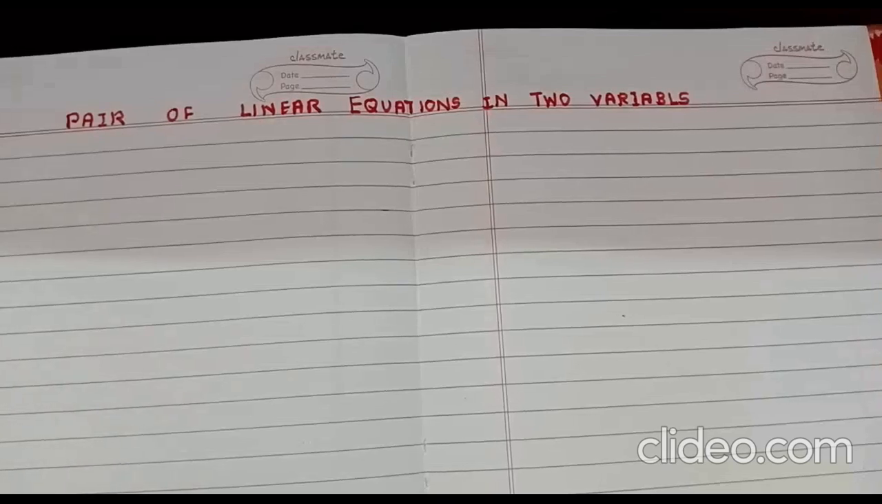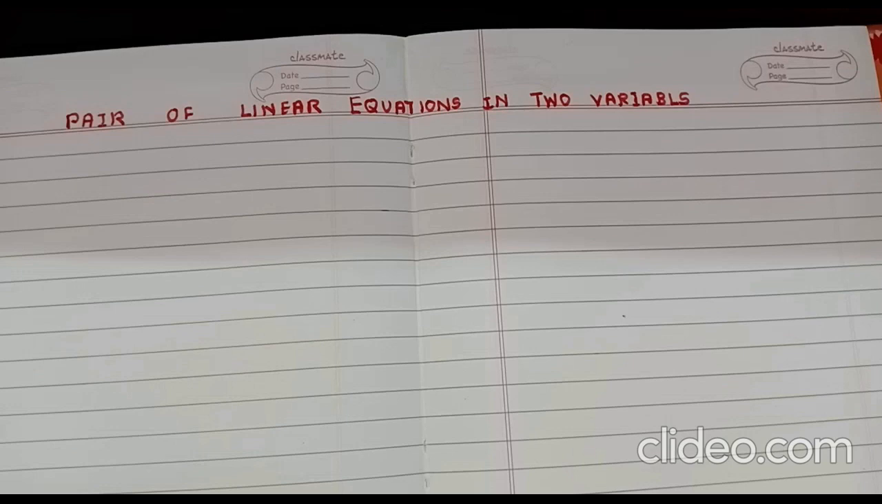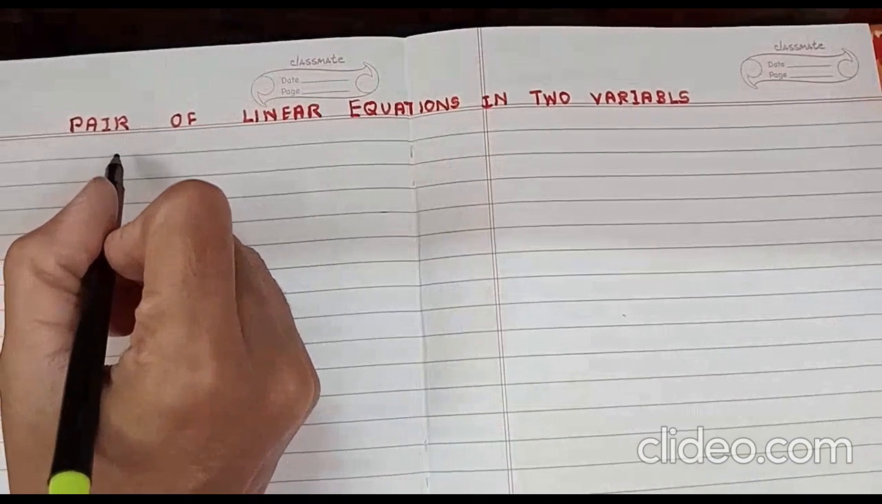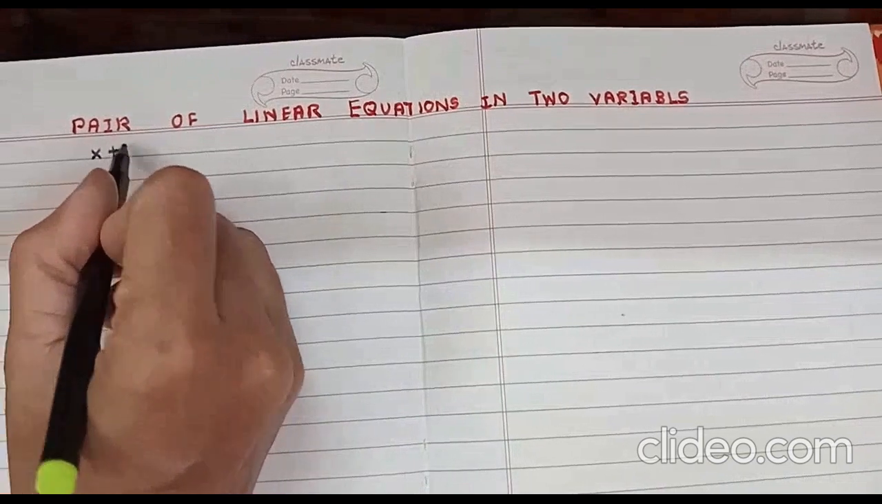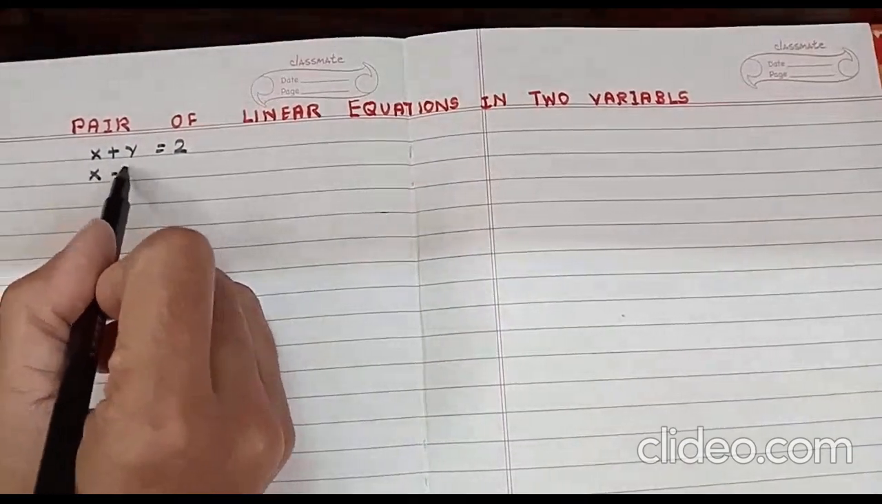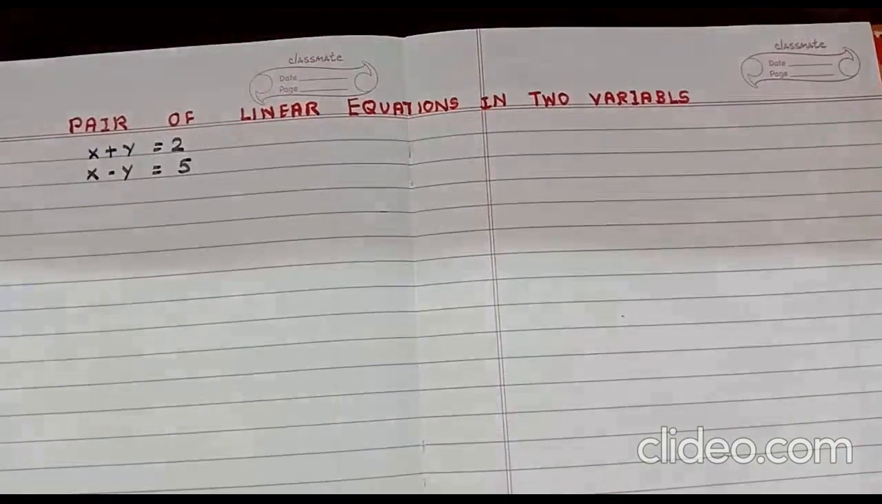Hello students, let us see your lesson topic, that is pair of linear equations in two variables. As you have learnt earlier, a linear equation in one variable represents a single point. In the same way, what does a linear equation in two variables denote? For example, it may be x plus y is equal to 2, or x minus y is equal to 5. So these are the linear equations in two variables.